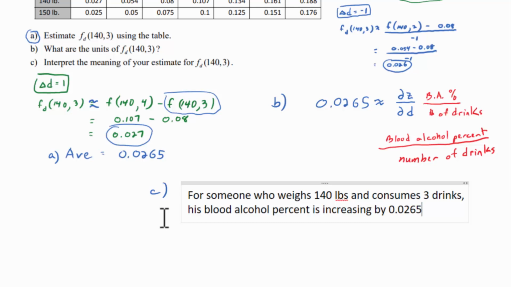Yeah, I like that. Let's put in about. By about 0.0265% per. What would you say after that? For each additional drink. I would just say per, yeah, but per drink, that's what that means, yeah. Per drink. So let's proofread it, make sure I didn't make a mistake.